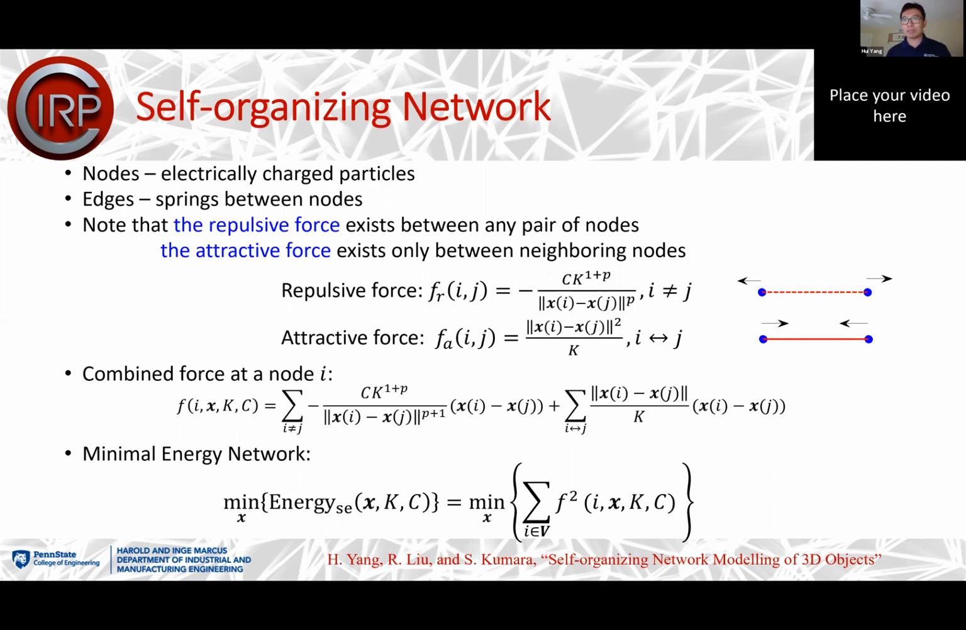And then what we are trying to do is, you have the combined force at each node I, and then we're going to take the square, and then we count all the nodes. Okay, we sum them up. This is called the energy of the network. We're going to minimize this energy. So as the energy is minimized and reaches a stable phase, we're going to have a stable topology of the network. Okay. So this is the fundamental idea behind the self-organizing network.